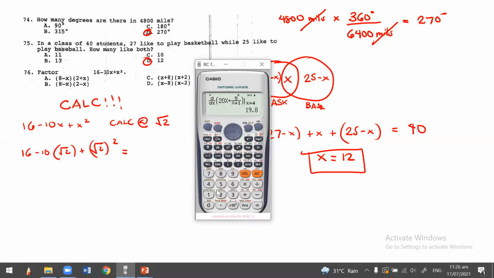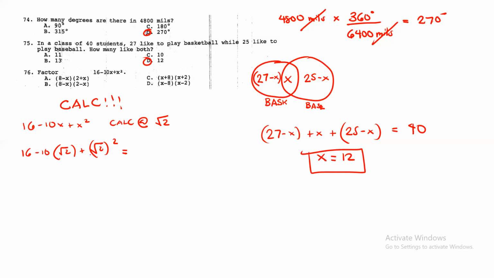So, 16 minus 10 square root of 2 plus square root of 2 squared. So, calculating, equals 3.8578. Then, let's try the choices.